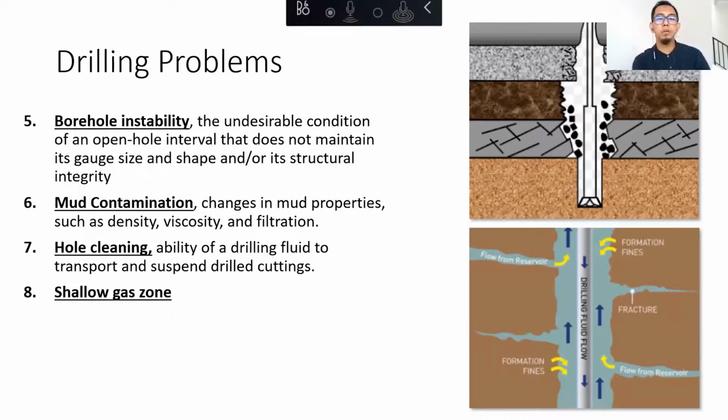The next one is shallow gas zone. Normally when you drill near the surface, you can hit an unpredicted gas pocket. What you need to do is divert to the diverter and let it flow.